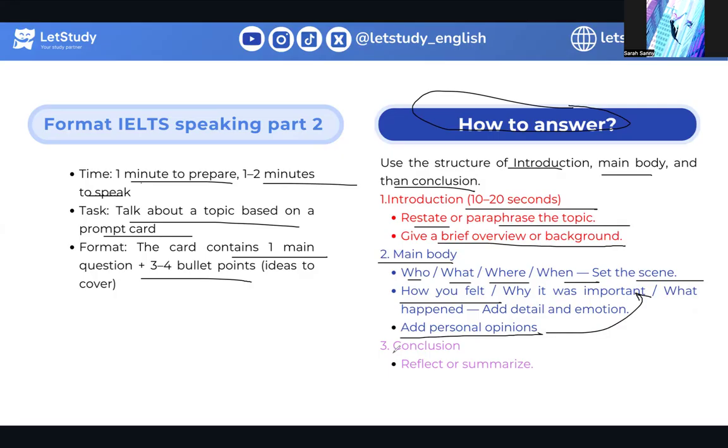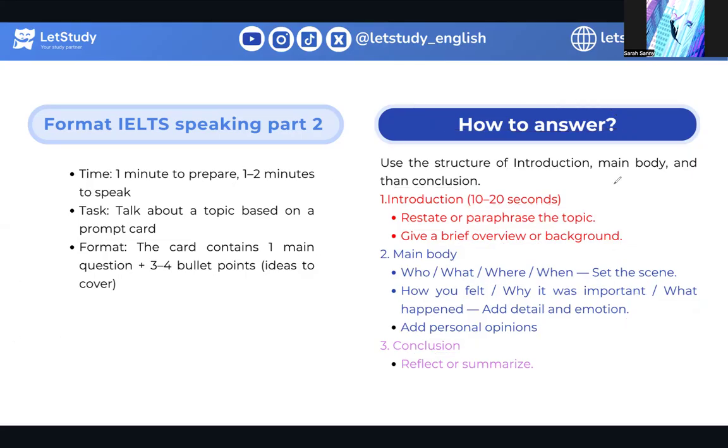Nah, sebenarnya bagian ini tuh optional, yaitu conclusion. Conclusion itu juga bagian yang pendek seperti introduction. Itu hanya membutuhkan sekitar 10-20 detik to reflect or summarize. Now, this part is optional, jadi bisa kalian lakukan atau enggak. Continuing to the next slide.